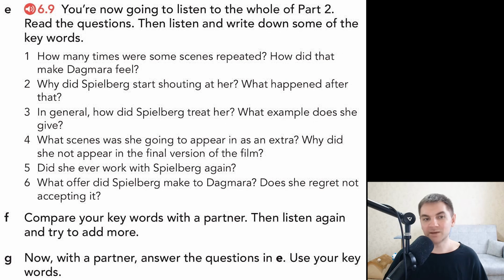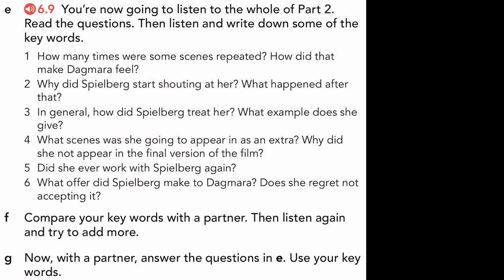Number 4. What scenes was she going to appear in as an extra? Why did she not appear in the final version of the film? 5. Did she ever work with Spielberg again? And 6. What offer did Spielberg make to Dagmara? Does she regret not accepting it? Okay, it's a difficult job. Concentrate, listen, and answer.